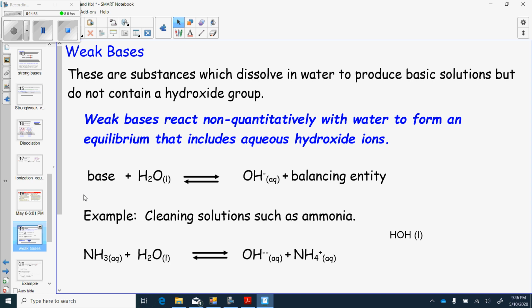Strong bases are easy to pick out. You're looking for that hydroxide. So if it has OH, it's good. For the most part, anything with OH is going to be a strong base. There's a couple of exceptions because of solubility.